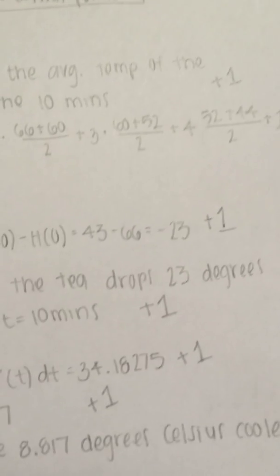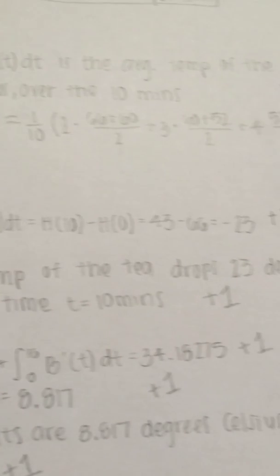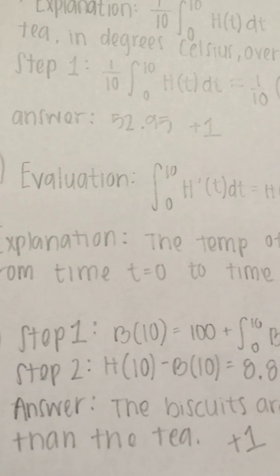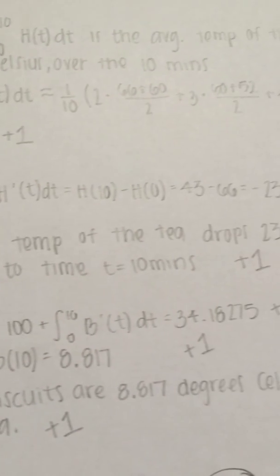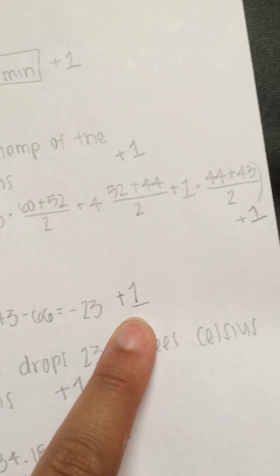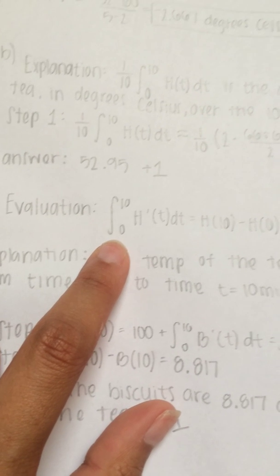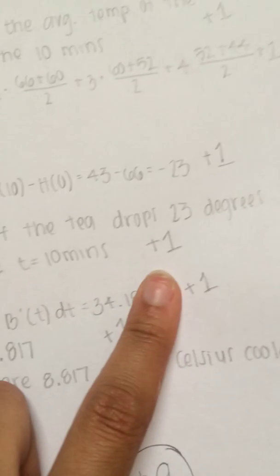So the explanation for C is that the temperature of the tea drops 23 degrees Celsius from time t = 0 to time t = 10 minutes. For that, you get 1 point for the value of the integral, just for using that. And then you get 1 point for your explanation.